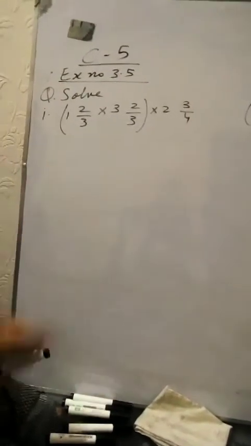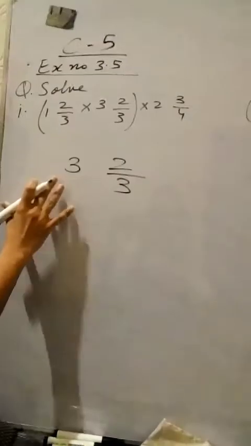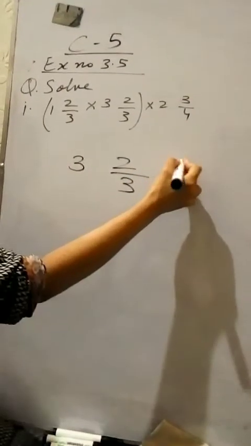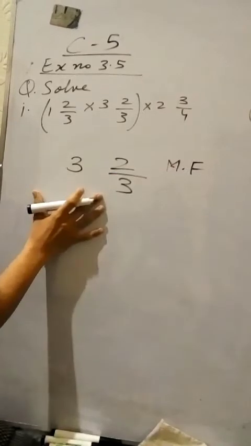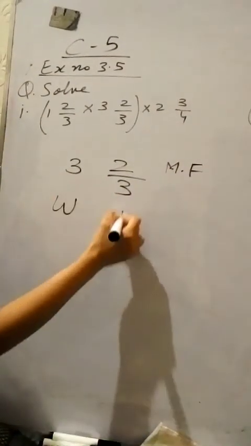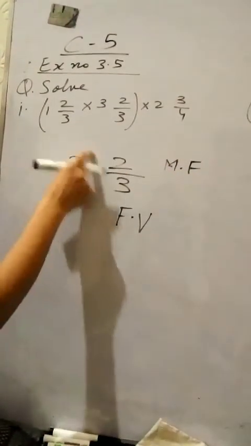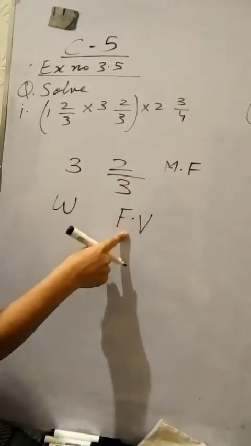Start exercise number 3.5, and it's related to fractions. First of all, we need to understand this topic. This is called mixed form. Mixed form is the combination of a whole number and a fractional value.